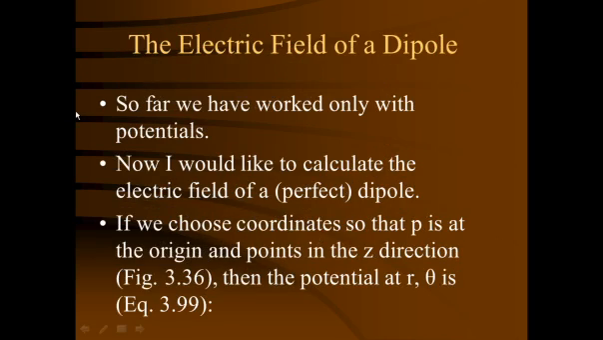Now, we will study the electric field of a dipole. Until now, we have studied the potential only. How to find out the electric field? The electric field can be found from the potential. It's a very well known equation: E is equal to negative gradient of potential, E is equal to minus del phi. That means if the potential is differentiated with different coordinates, then you can find the electric field components.